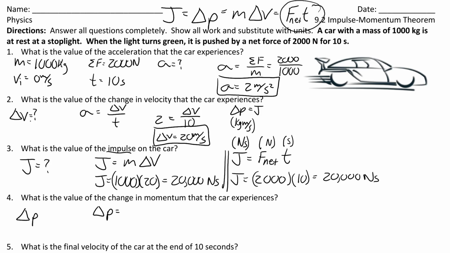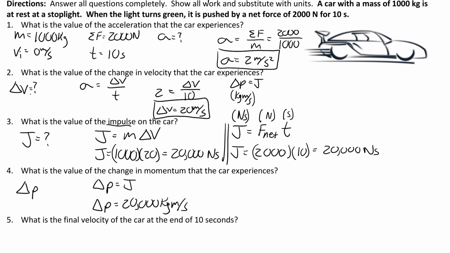Now for me, I would choose the easiest one. By definition, the change in the momentum is equal to the impulse. So let's use these two guys. And there's actually no formulas necessary for number 4. The change in the momentum is equal to the impulse that we found in the previous part, 20,000 Newton seconds. In other words, 20,000 kilogram meters per second for your change in the momentum.